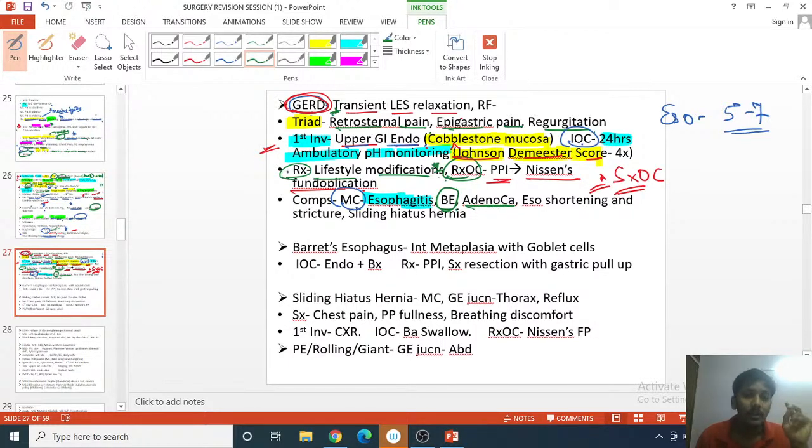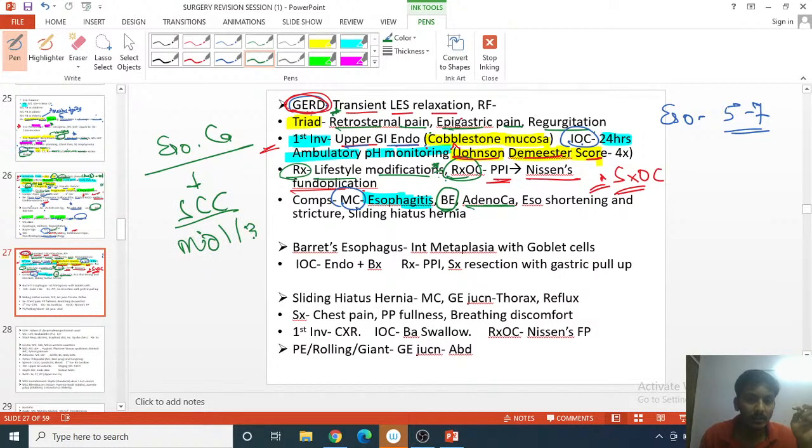Remember, normally the most common type of esophageal cancer is squamous cell carcinoma. Most common site is the middle 1/3. But in cases of Barrett's esophagus, or GERD, the most common associated cancer is adenocarcinoma. Columnar metaplasia is occurring, so it will develop into adenocarcinoma, and the most common site would be the lower 1/3.